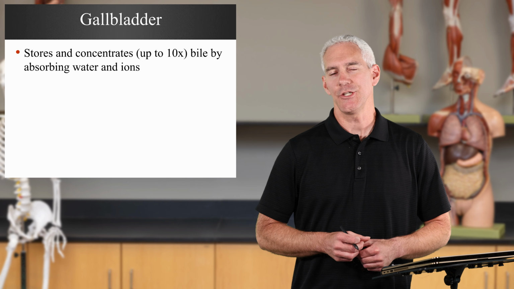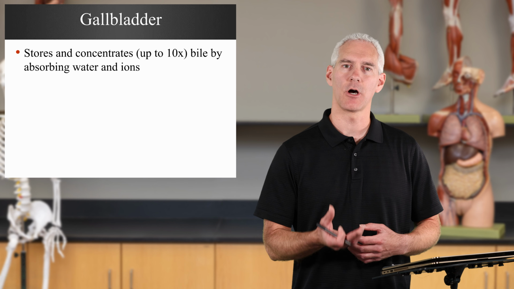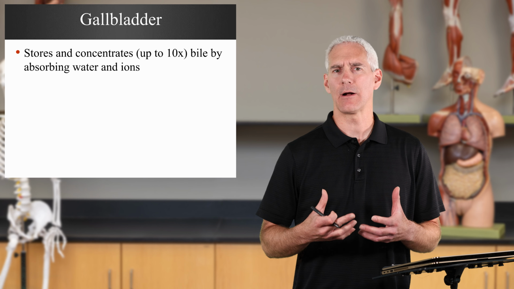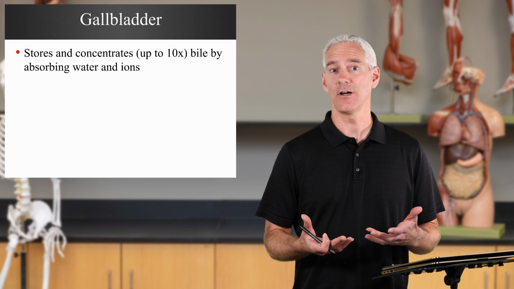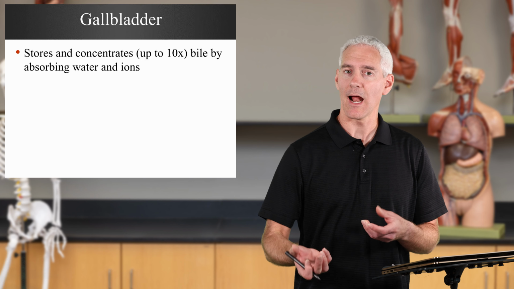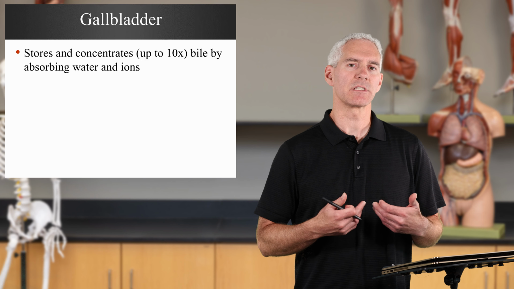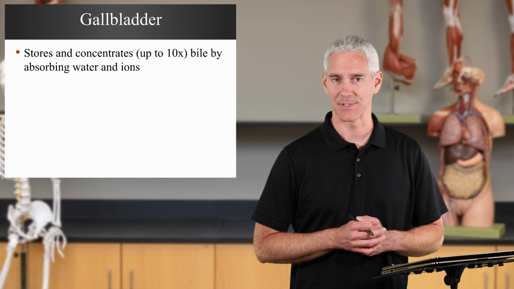We mentioned the location of the gallbladder in a previous video, but we need to talk more about how the gallbladder functions and a little more about its actual structure itself. Now, the gallbladder's main function is to accept bile that's produced in the liver and store it. As it stores the bile, it can concentrate that bile up to 10 times.